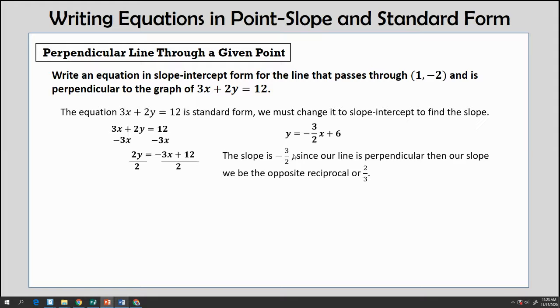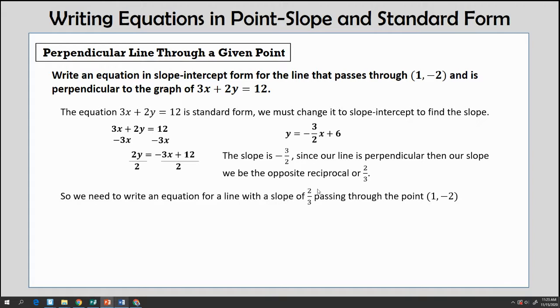Now we're going to be perpendicular to this line. So perpendicular means I don't have the same slope. That would be parallel. I have the opposite reciprocal. So now I want to use the slope of 2/3. Flip the fraction, take its opposite, positive 2/3. So now I'm going to take a slope of 2/3, a point of 1, negative 2, and I'm going to write the equation, and they want it in slope-intercept form.